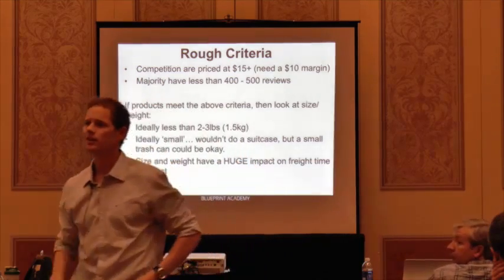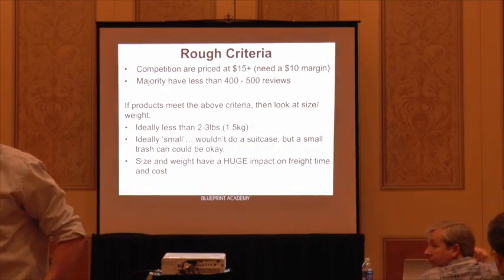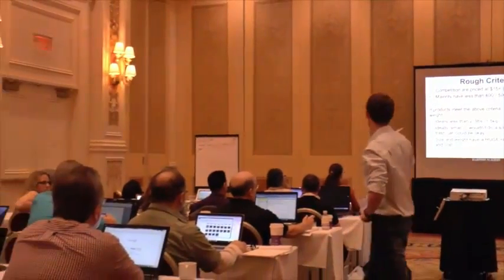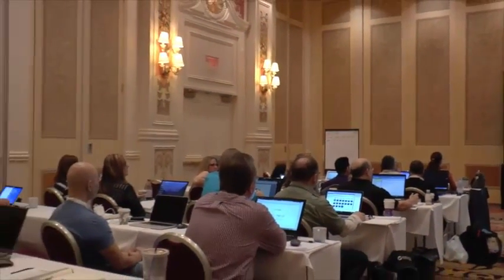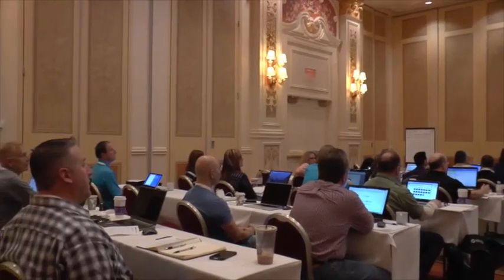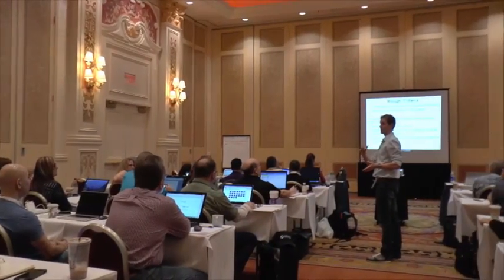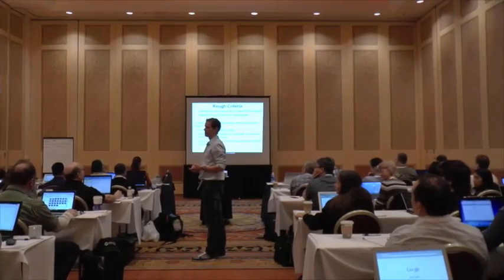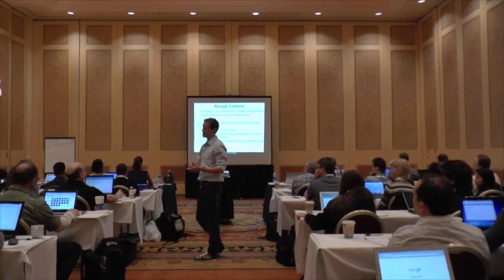Sorry, can you speak up? When you're talking about a $10 margin on a $15 product, yep, minimum, are you subtracting all? Sorry, I'm saying that I'm not saying that you would get a $10 margin on a $15 product. I'm saying when you're researching, you want to see that the competition are selling for $15 or more. Because if the competition are selling for $15 or more, that probably means that you can sell your product at $20 or $25, and then you'll get that $10 margin. It would be tough to get a $10 margin on a $15 product.